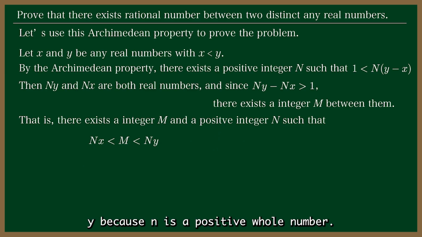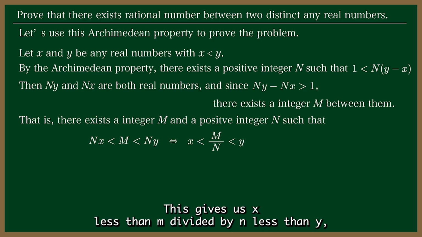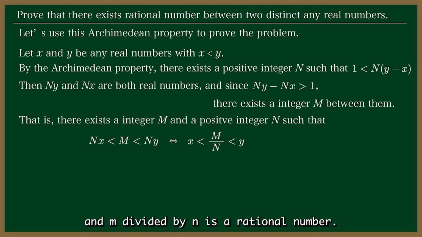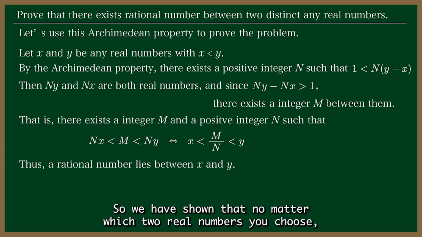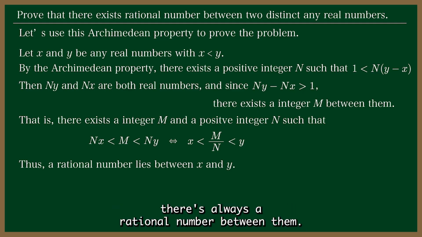Because n is a positive whole number, we can divide everything by n. This gives us x less than m divided by n less than y. And m divided by n is a rational number. So we have shown that no matter which two real numbers you choose, there's always a rational number between them.